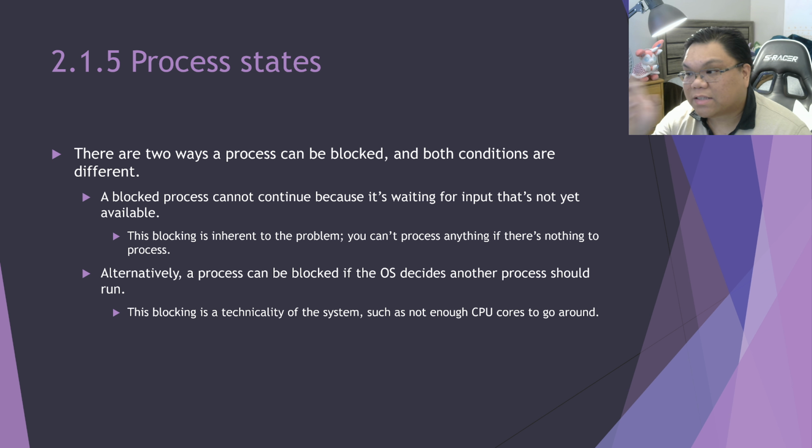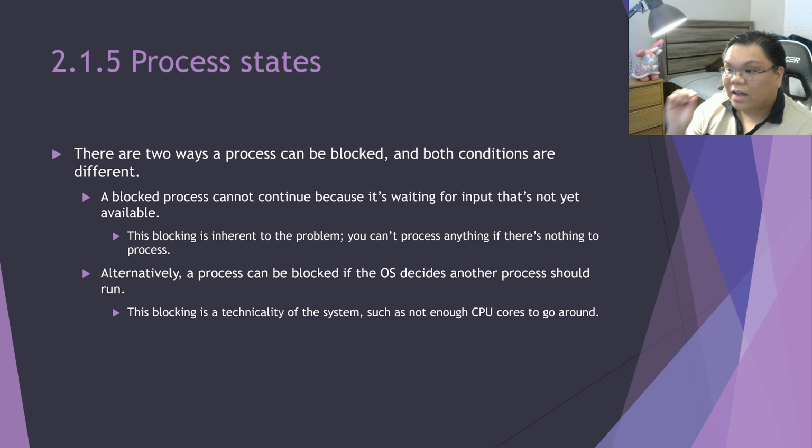There are two ways a process can be blocked, and these two conditions are different. A blocked process cannot continue because it's waiting for input that's not yet available. This blocking is inherent to the problem. You can't process anything if there's nothing to process. Alternatively, a process can be blocked if the operating system decides another process should run. This is a technicality of the system, such as not enough CPU cores to go around, or another process has been waiting for too long and it's time for that process to run.